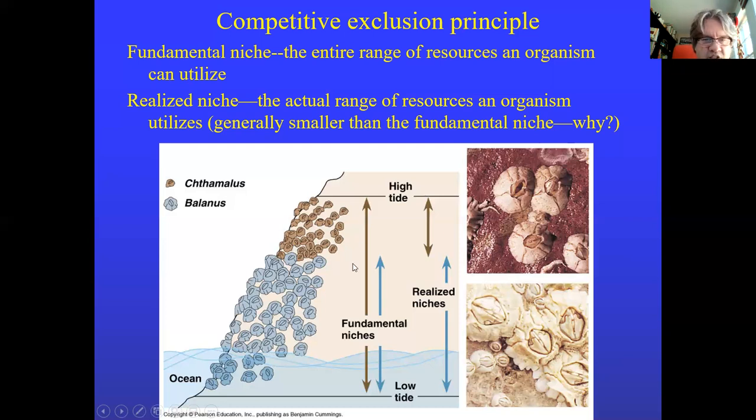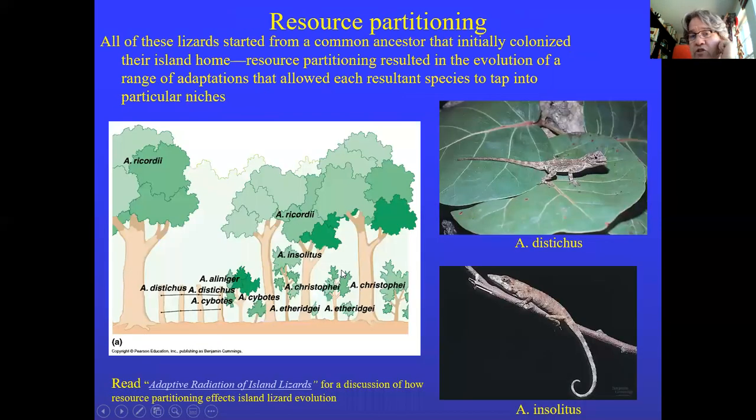So these are called realized niches. For the Thamylus, its realized niche is up here where it's not in competition with Balanus, right? And the Balanus realized niche is essentially the same as its fundamental niche because it outcompetes the Thamylus when it's in direct competition, right? And those are called realized niches. This is what you actually see when they're in competition with each other in a natural environment. Okay, resource partitioning is another thing. We see this. There's this really interesting paper, Adaptive Radiation Island Lizards, about Caribbean lizards that all are descended from a common ancestor.